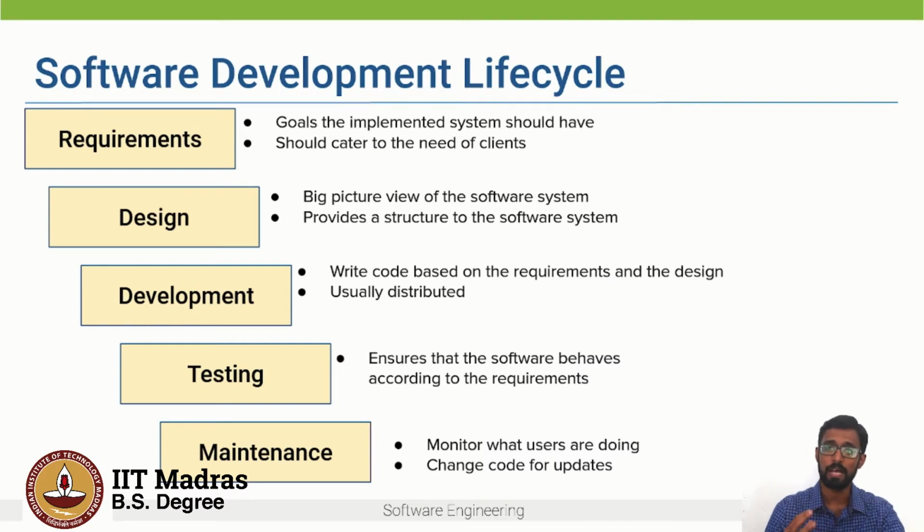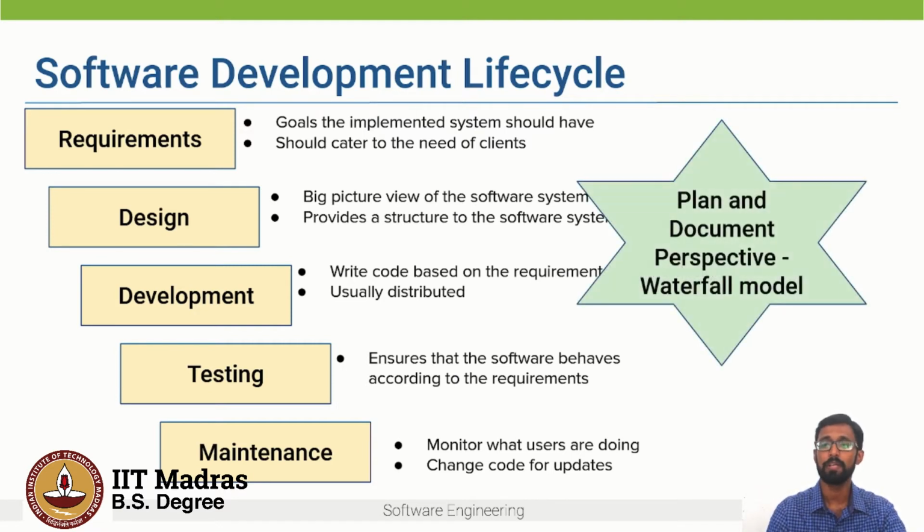So we start the development by gathering requirements, which should cater to the needs of the clients. Then we come up with a design, which is the big picture view of the system. Then developers write code based on the requirements and the design. And then we do testing and maintenance. This process is commonly known as the waterfall model or the plan and document perspective. It is known as the waterfall model because each of these phases occur one after the other.